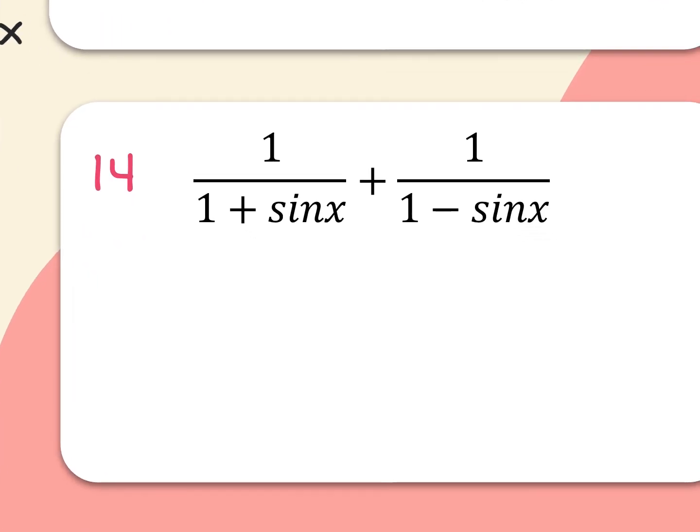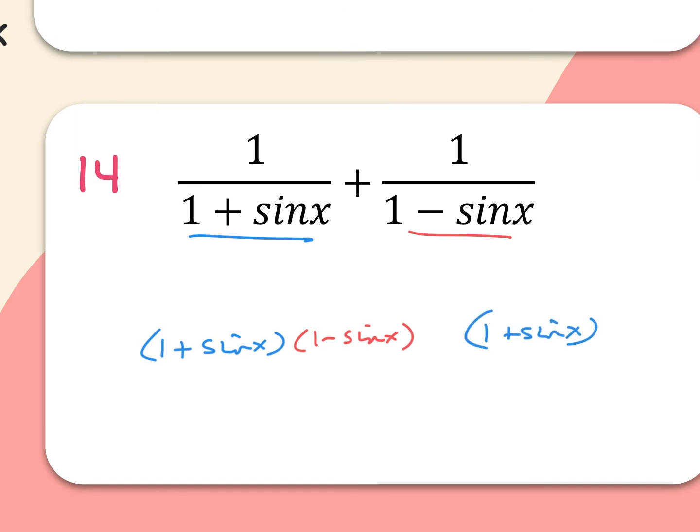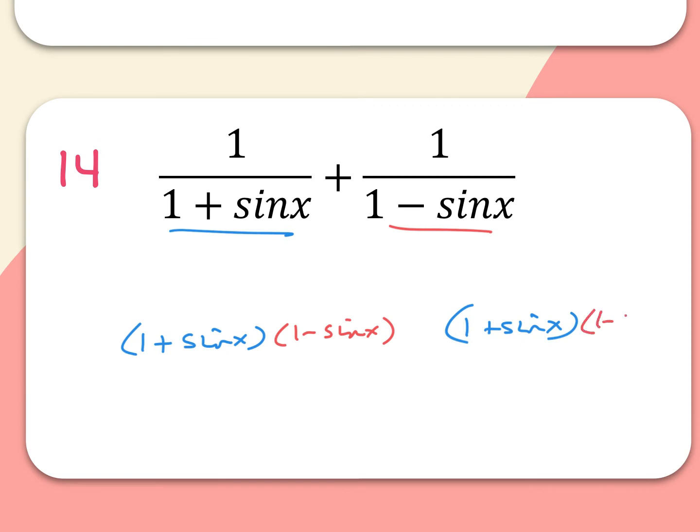Same thing here. I'm going to add these, so I need to find a common denominator. My common denominator is going to be both. So I'm going to have 1 plus sine x and 1 minus sine x underneath each fraction. And then 1 minus sine x.